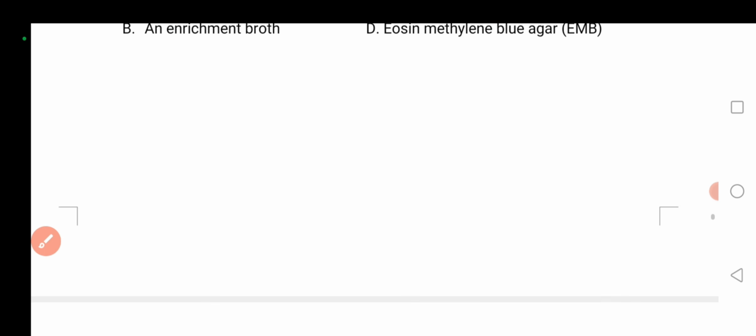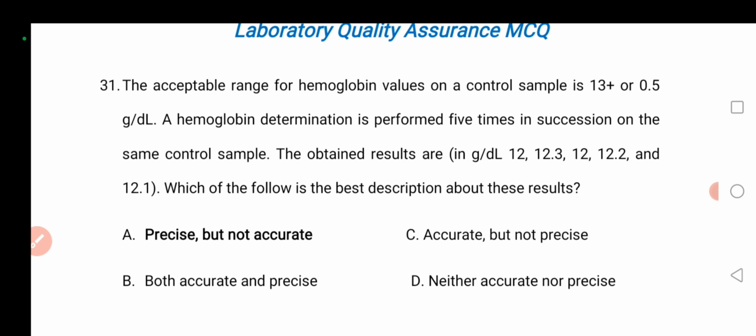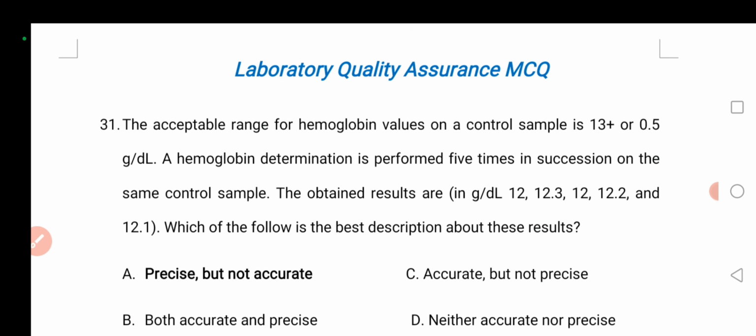Okay, so this is all about the bacteriology section. The next section that we see is laboratory quality assurance. Okay, the laboratory quality assurance.